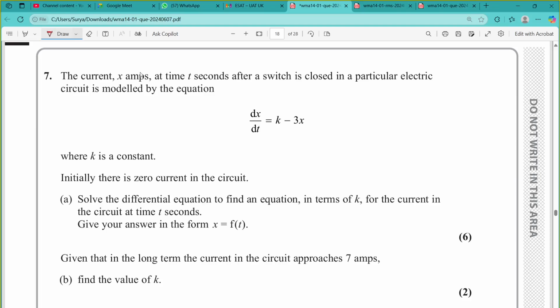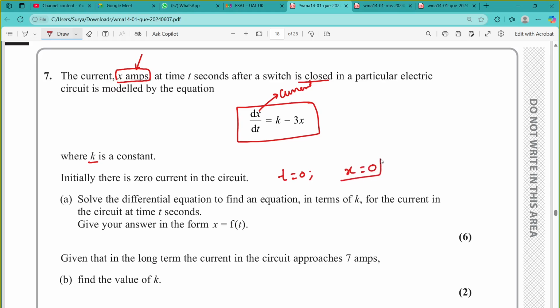The current is x amperes, where the ampere is the unit of current, at time t seconds after a switch is closed in a particular electric circuit. It is modeled by the equation dx over dt, where x is the current, t is the time, and k is a constant. Initially, there is zero current in the circuit, so at t equals zero, we have x equals zero.